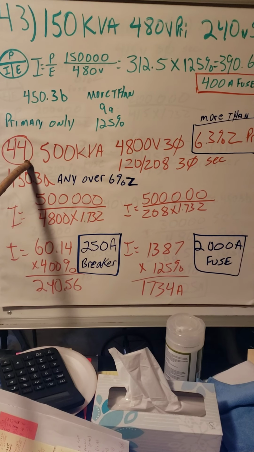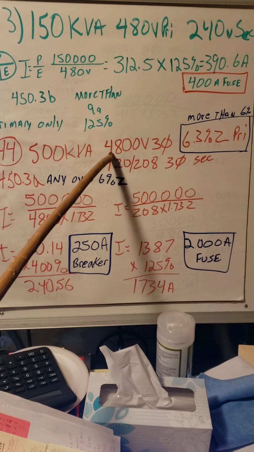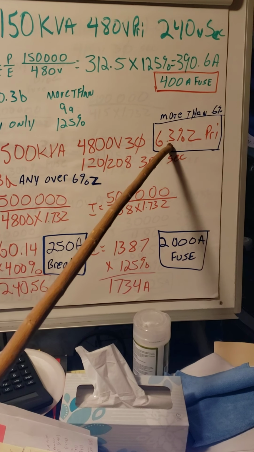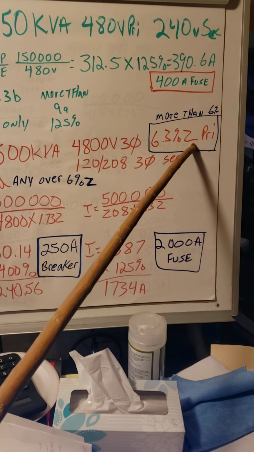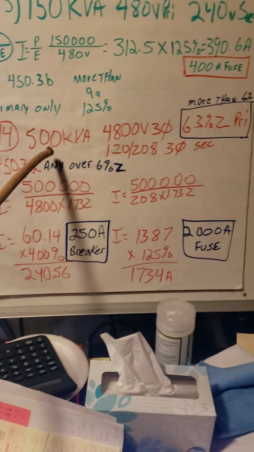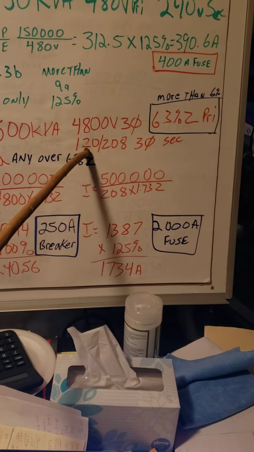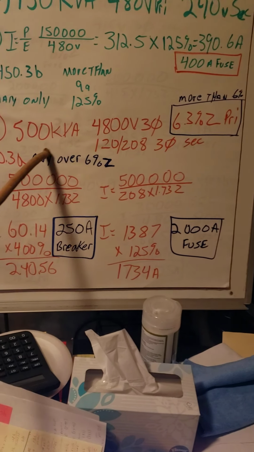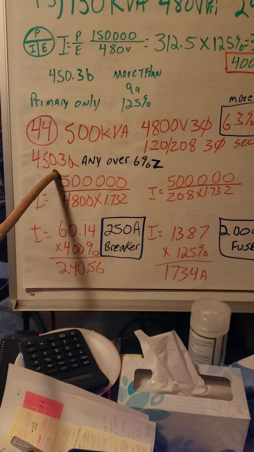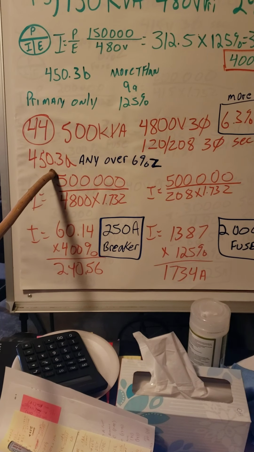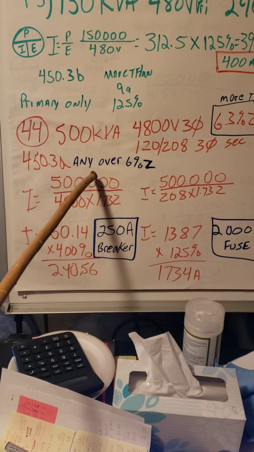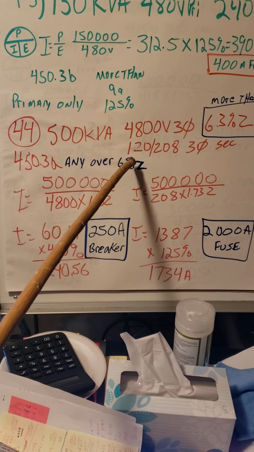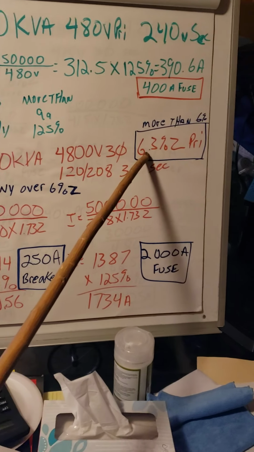I have a 500 kVA transformer, 4,800 volt, 3-phase, 6.3% impedance on the primary side. On the secondary side, it's 120/208, 3-phase. So again, I want to go to table 450.3A. It says any over 6% impedance, because this is 6.3.